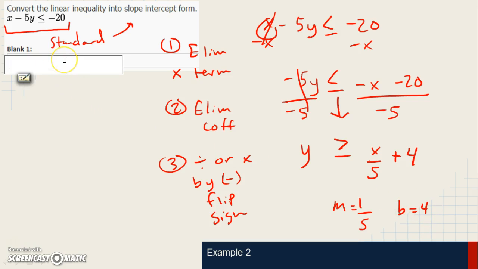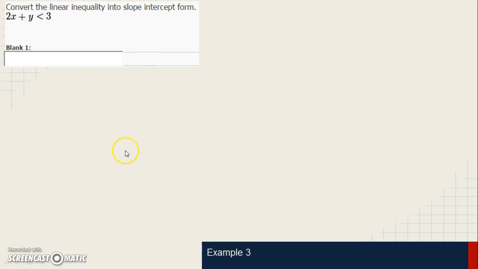So let's go ahead and type that in. We have y is greater than, and then this is an equal to, so we're going to put equal to x divided by 5, or 1 over 5x, plus the y-intercept, which is 4. And again, we can write this as y is greater than or equal to 1x divided by 5 plus 4. Two different ways to write this: one with the 1 in front of the x, and then one without it. So this is going to be our last example today, example number 3.